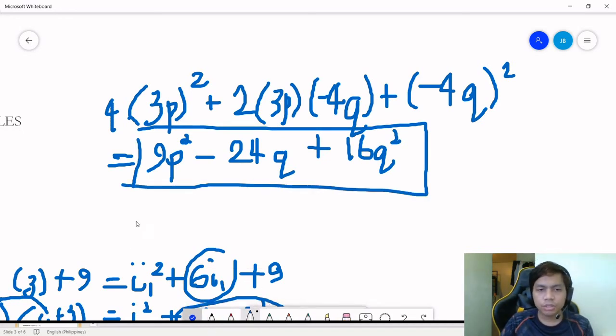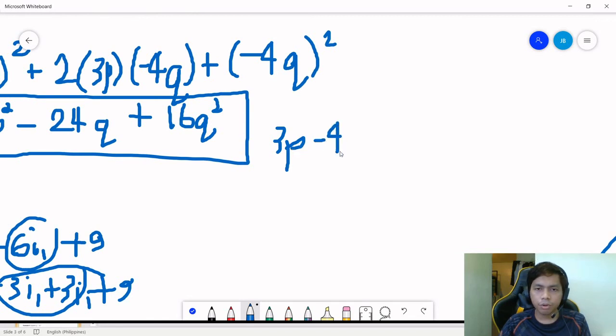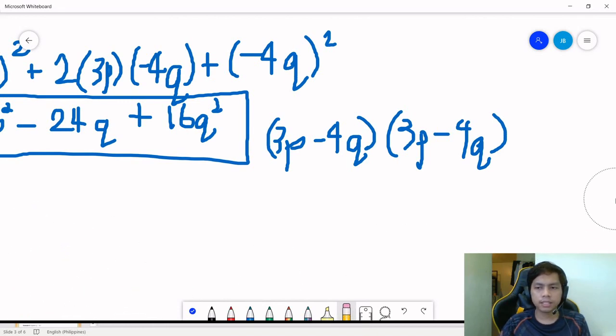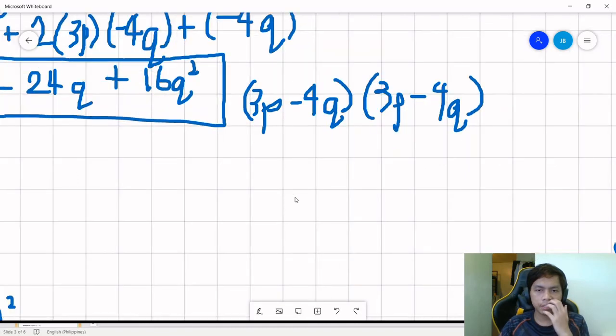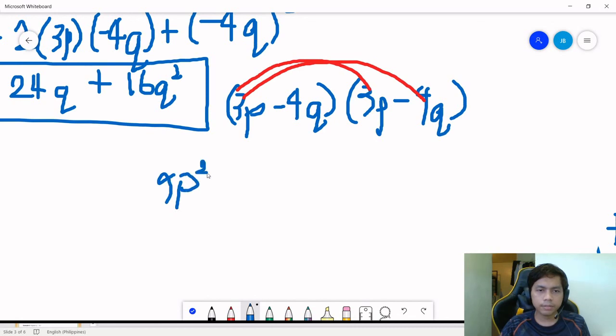Alright, and again, if you use the FOIL method, so 3p minus 4q multiplied to 3p minus 4q. Right, let's compare if the answer is the same. Okay, so first is this one, right? And then this one. So first is 3p times 3p, that's 9p squared. Then 3p times negative 4q, that's minus 12pq.